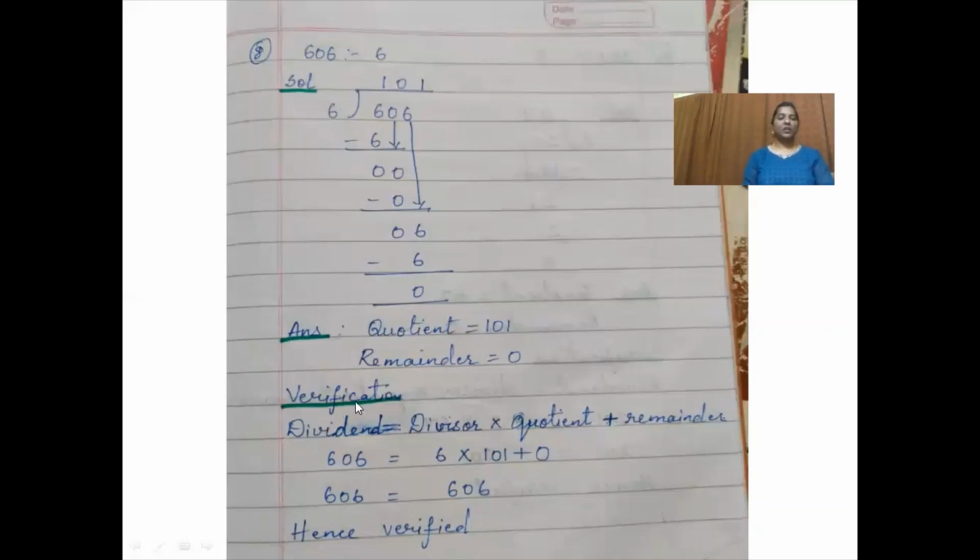Now verification, we already know we use the formula dividend is equal to divisor into quotient plus remainder. Now what is dividend, children? 606. Now what is divisor? 6. Now what is the quotient? Quotient 101. Remainder is 0. So 606 is equal to 6 into 101 plus 0. So 6 into 101 is 606 plus 0, that is 606. So dividend is 606 and the answer we got is 606. So hence the answer is verified.